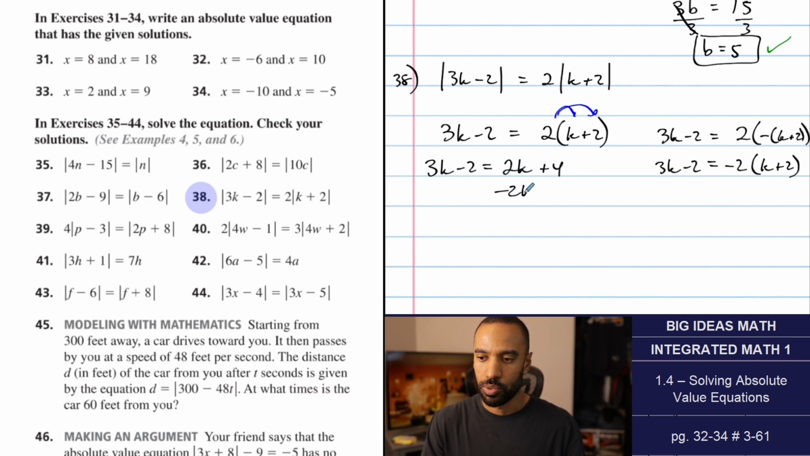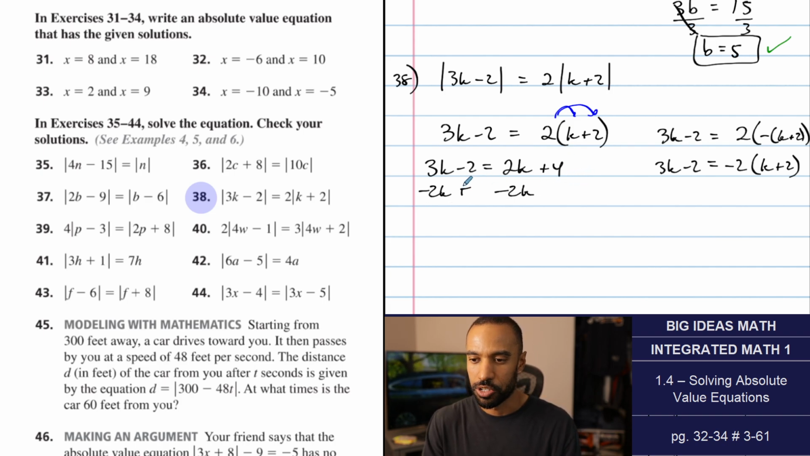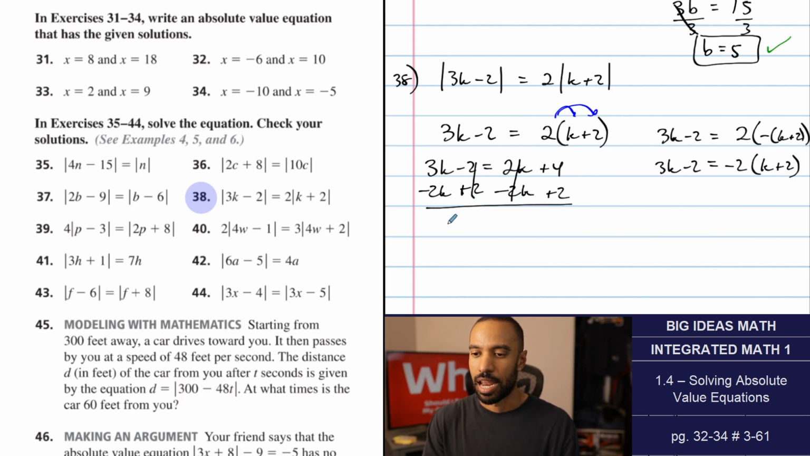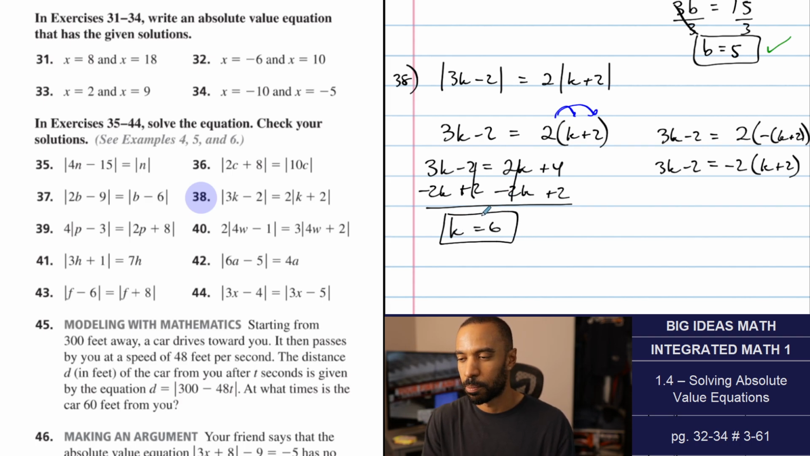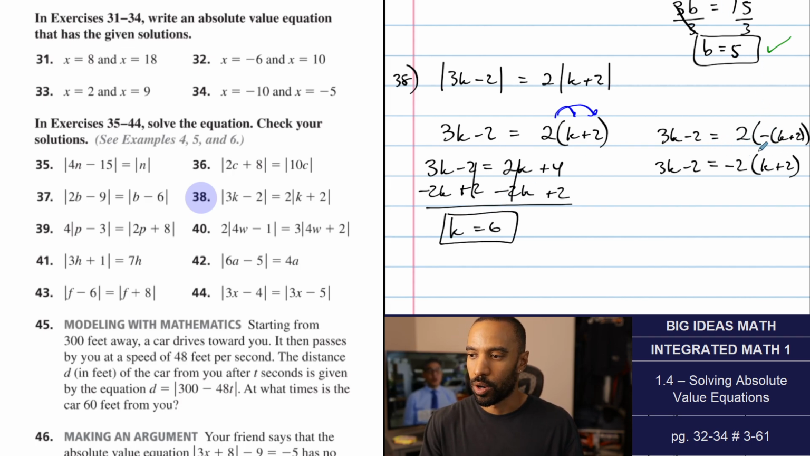If I subtract 2k from both sides and add 2 to both sides, sorry about that. My little plus 2's got a little attached. It was like numbers in cursive. Plus 2 and plus 2. There we go. Now we'll have 1k equals 16, k equals 6. Over here, I still have more work with the distribution.